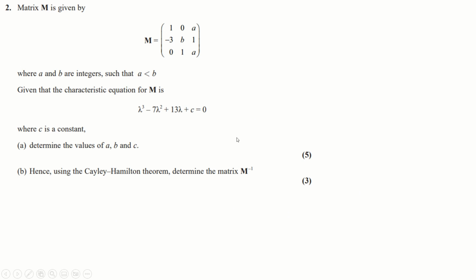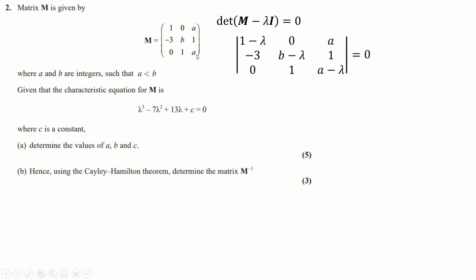Cool, excellent. Question number 2 then is about matrices and eigenvalues and stuff. So let's do det of M minus lambda I and set that to be 0. So take away lambdas from that diagonal there. And okay, let's find the determinant of this.